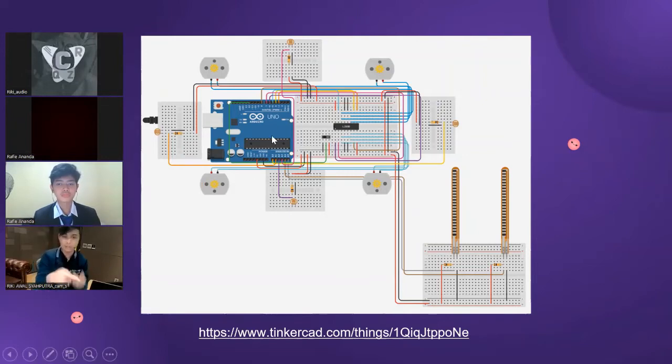We can switch the system from automatic to manual mode. The automatic mode uses the LDR sensors, while manual mode uses gloves. As I have explained, the left hand makes the robot rotate, and the gloves are used to control the robot manually.